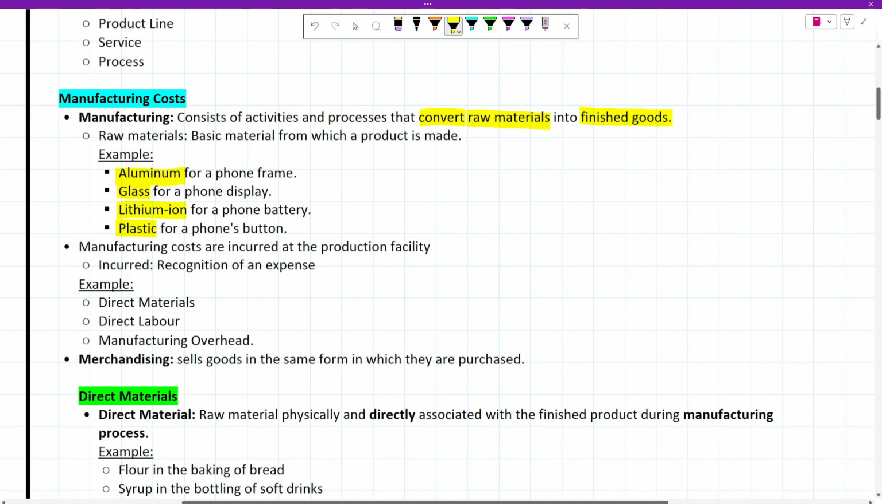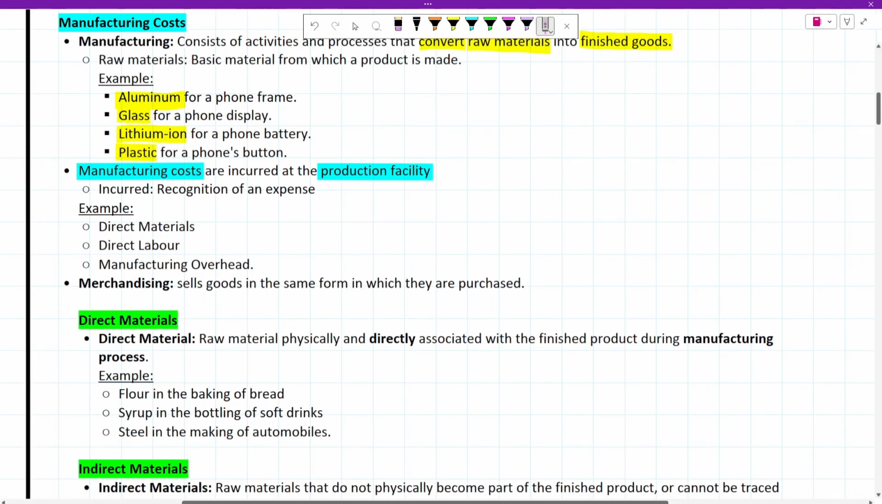So manufacturing costs are incurred at the production facility. Make sure you remember that. And incurred is the recognition of an expense. I'll just highlight this part. So manufacturing is in the production facility. If it says something about manufacturing taking place in the headquarters of, let's say, a company, it wouldn't really count as an expense towards our manufacturing costs because it's not part of the production facility. It's not in the actual facility where the finished good is being produced.